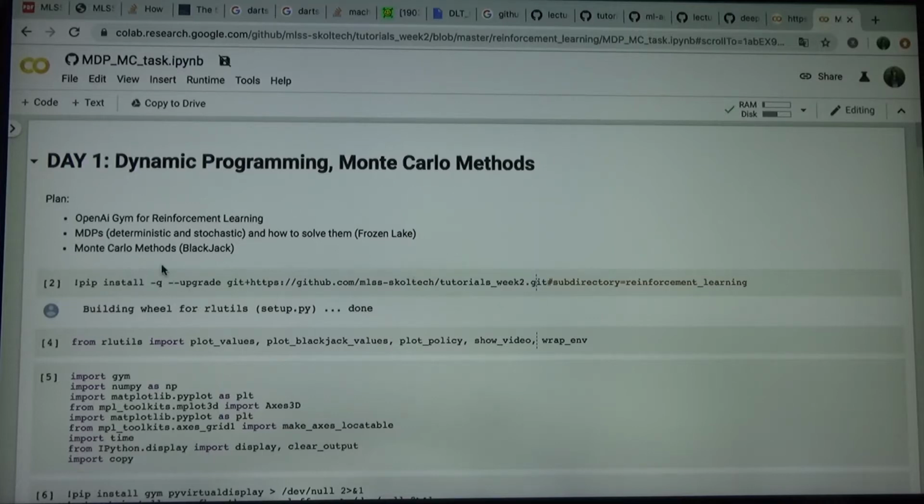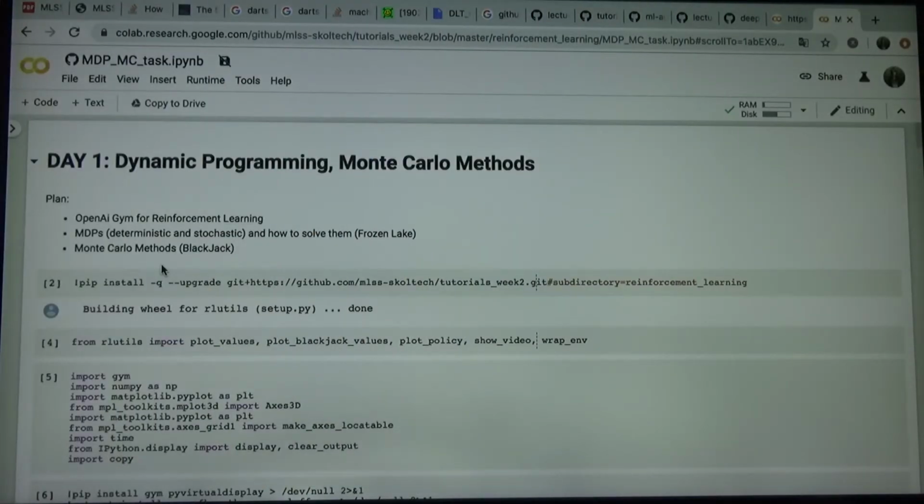So today I'm going to give you reinforcement learning tutorial number 1, which will cover Markov decision processes, dynamic programming, and probably Monte Carlo methods if we have time, because we have just 45 minutes.